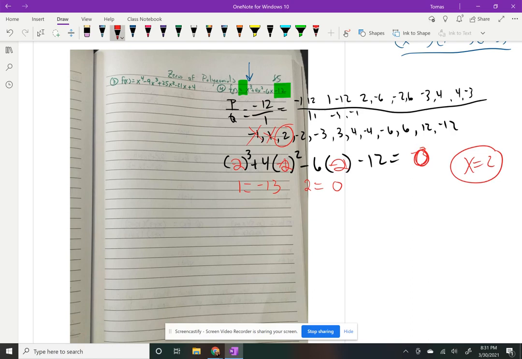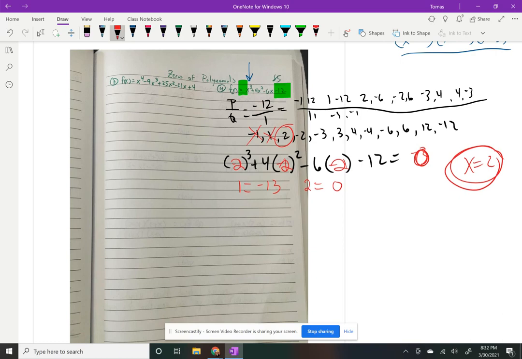Now I could check the other points. I could check negative 3. I could check negative 6. I could check negative 12. I could check 3. I could check positive 4, positive 3, positive 6, and positive 12. And none of them are going to work except for this 2. So that's perfect. So we only had to check 3 of them before we actually got the factor.